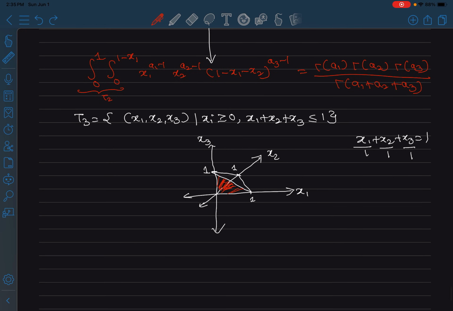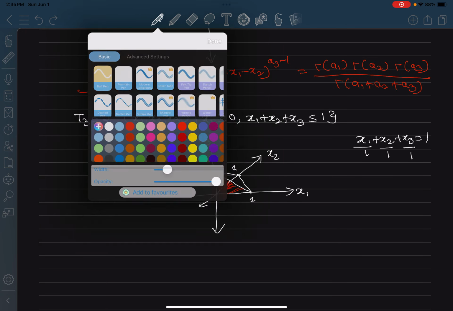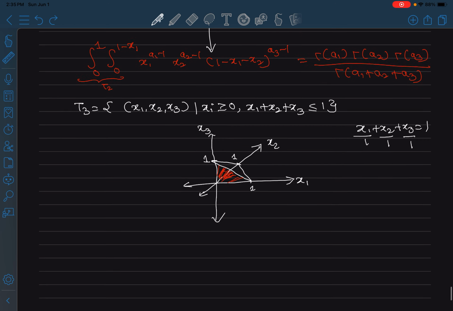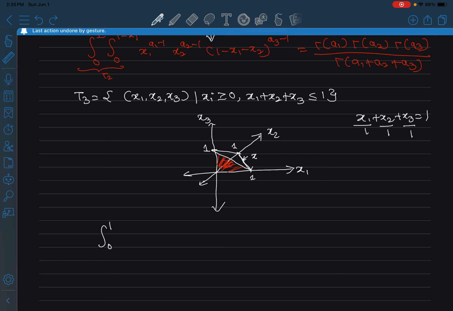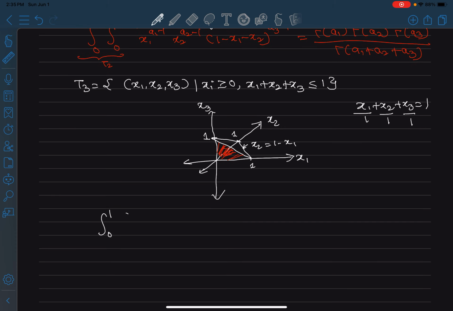Now, if I want to write that in terms of an integral, this three-dimensional simplex region can be written as: first of all, x1 goes from 0 to 1. Since x3 is 0 on the x1, x2 plane, we can write the equation of this line as x2 equals 1 minus x1, right? So for x2 it goes from 0 to 1 minus x1, and now for x3 we let it go from 0 to 1 minus x1 minus x2, right?